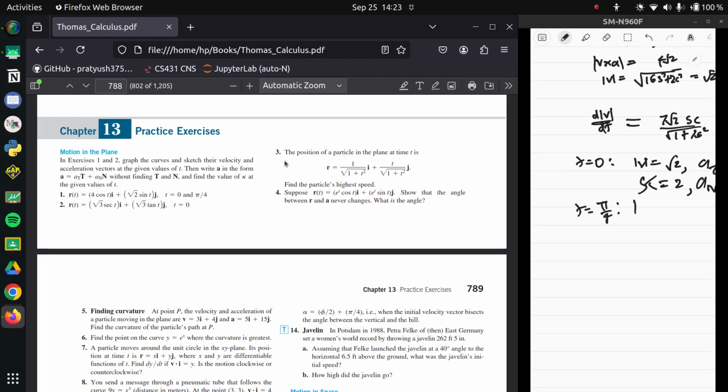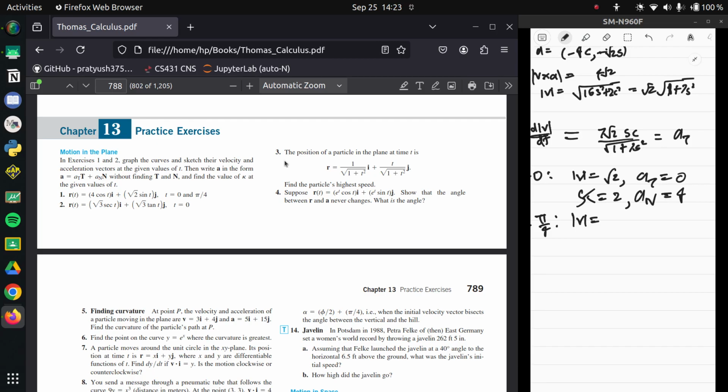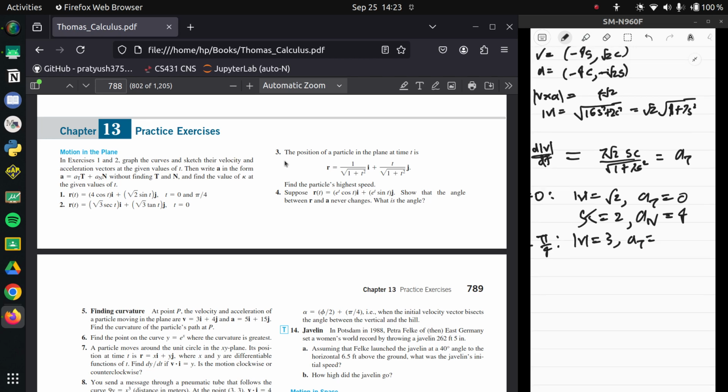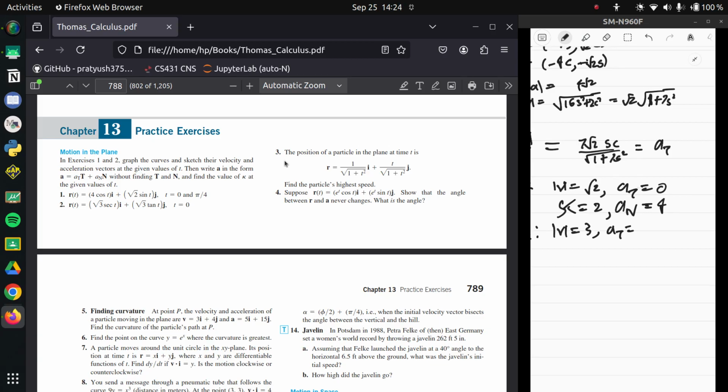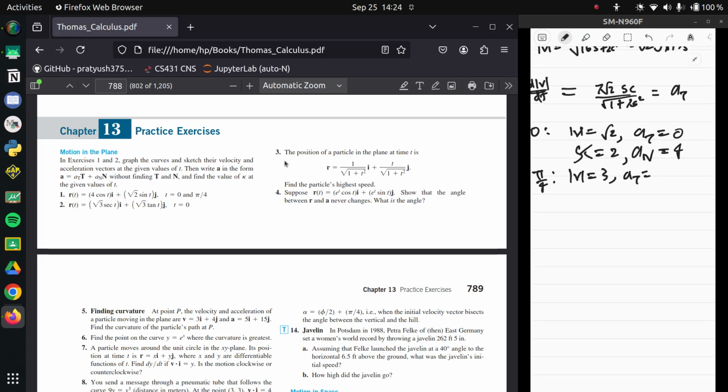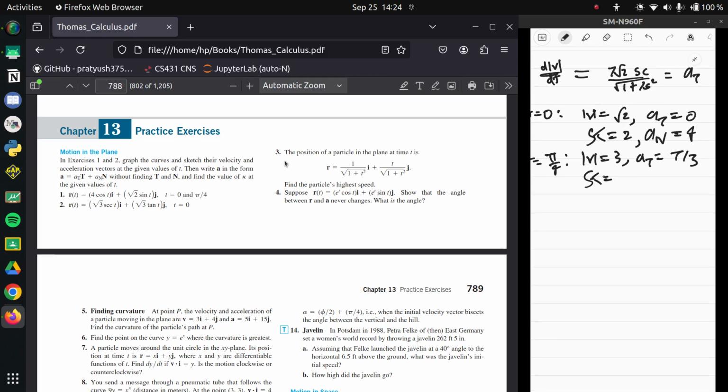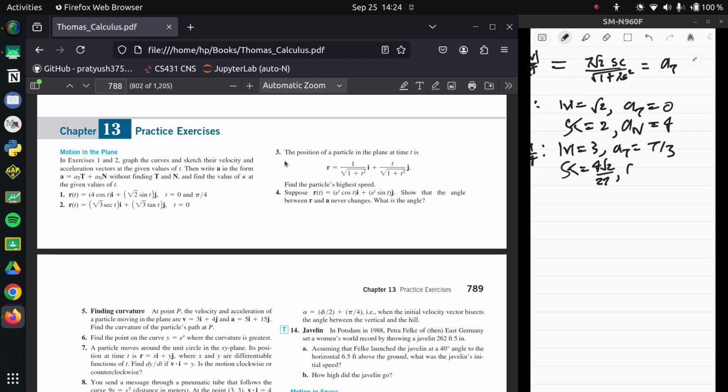At t equal to pi by 4, the magnitude of velocity would be square root of 2 times square root of 1 plus 7 over 2. So making a common denominator, 2 plus 7, which is 9, so it's just 3. And the tangential acceleration is 7 by 3. Okay, what about the kappa? It's 4 square root of 2 upon 3 cubed, 27. And 3 squared, 9. Okay, no big deal.